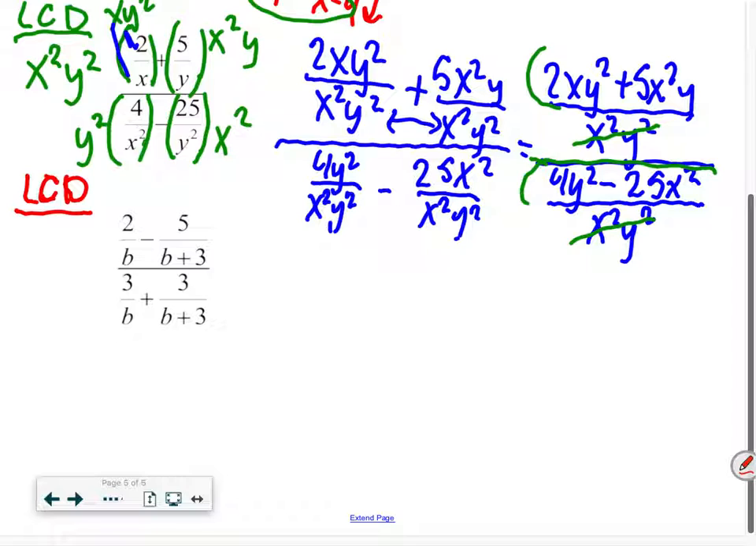My least common denominator. Who thinks my LCD is B plus 3? I do not. Can't I just add 3 onto these B's? No. So what's my least common denominator? I'm not sure. I can't get this to be this, so what's my last resort? What did we talk about yesterday? Multiply them by each other. B times B plus 3 is my LCD.